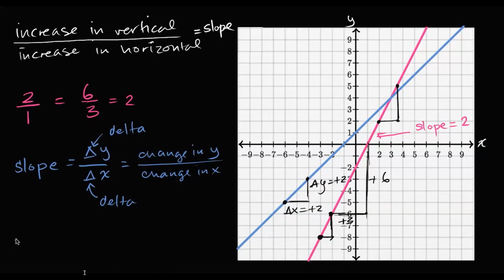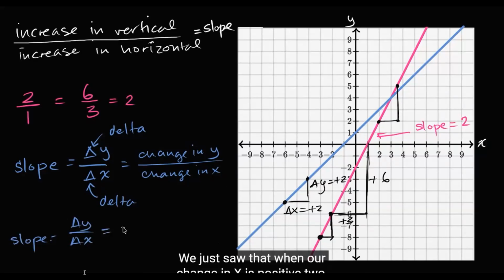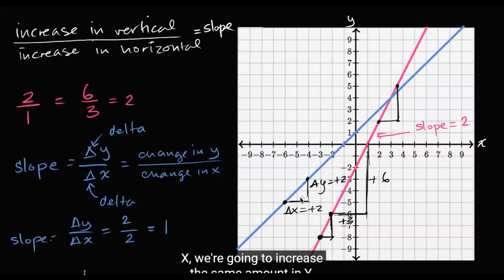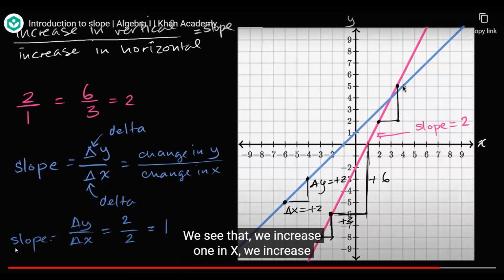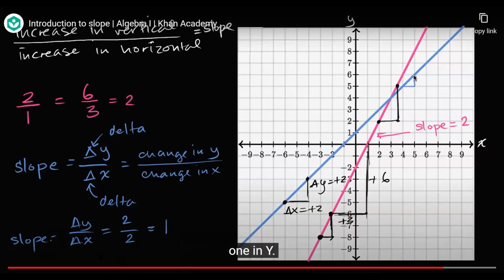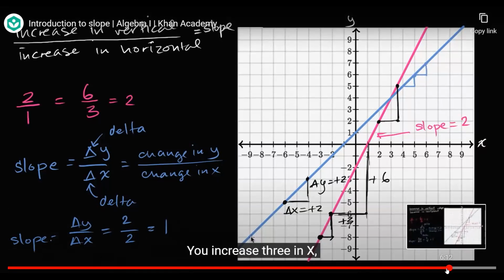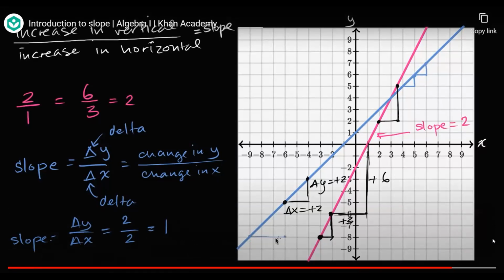So the slope of this blue line, which is change in y over change in x, we just saw that when our change in x is positive 2, our change in y is also positive 2. So our slope is 2 divided by 2, which is equal to 1, which tells us however much we increase in x, we're going to increase that same amount in y. And you see that. You increase 1 in x, you increase 1 in y. From any point on the line, that's going to be true. You increase 3 in x, you're going to increase 3 in y.